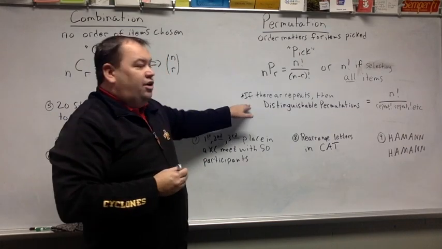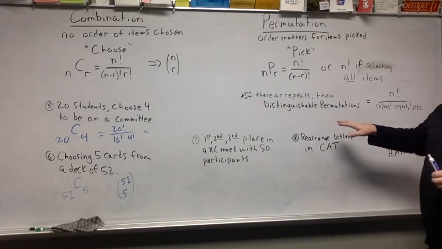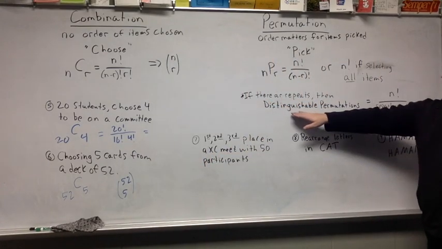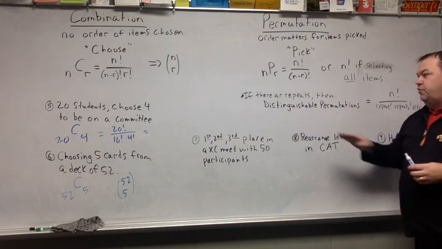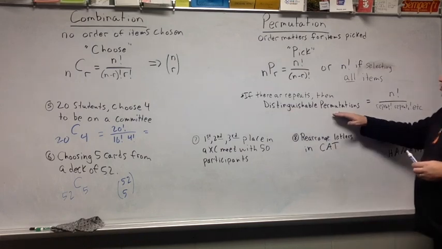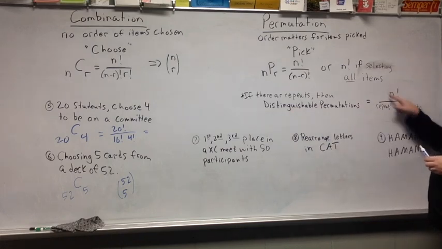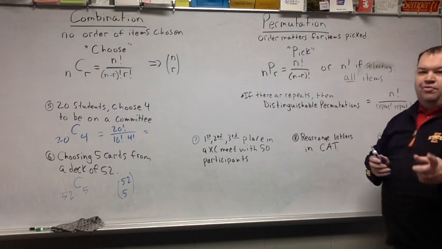The other thing we have to talk about is if there are repeats. If there are repeats, then we have to deal with what we call distinguishable permutations. So this is a little different, and I'm going to talk about an example with this. But with distinguishable permutations, we start with that same n factorial, but we have to divide out the repeats. So let's get into a couple of examples.